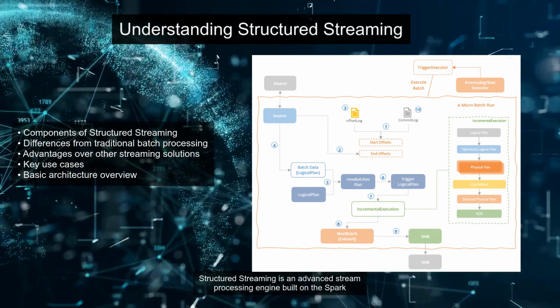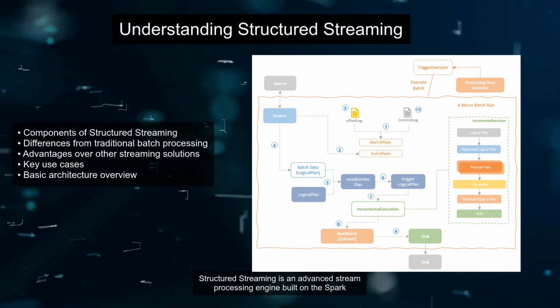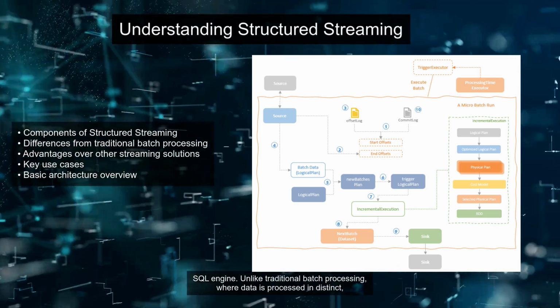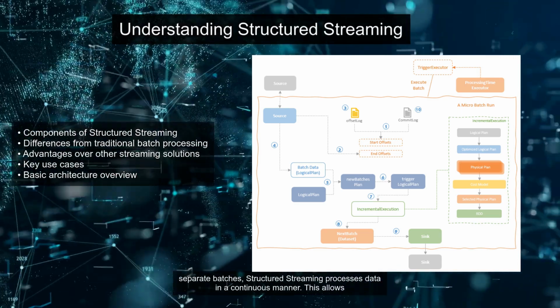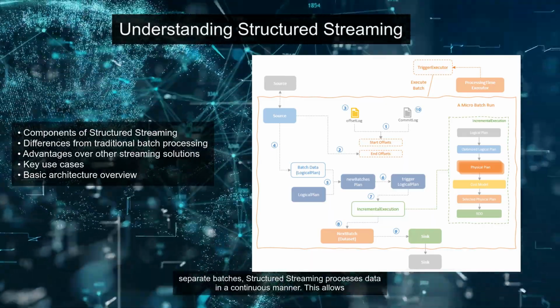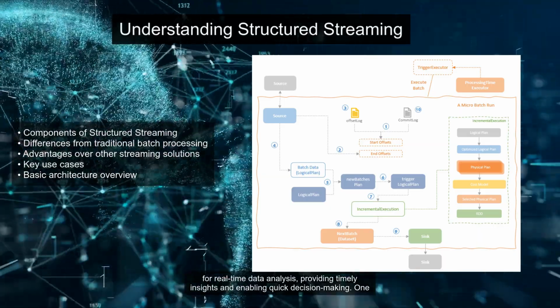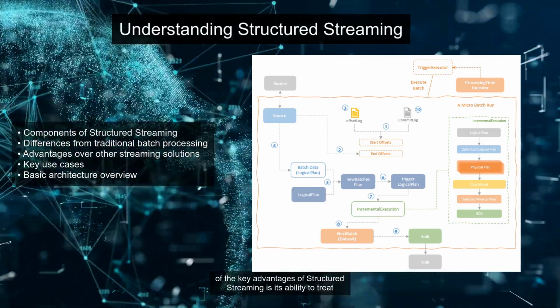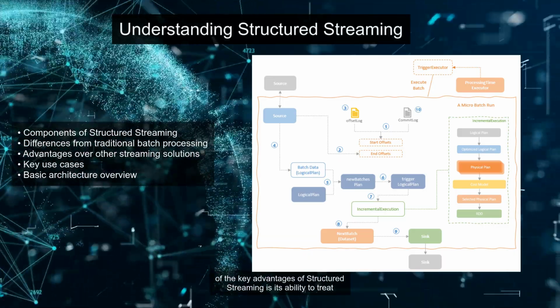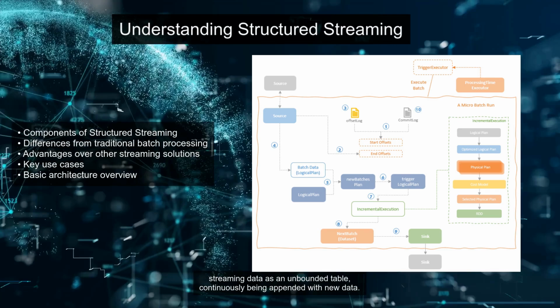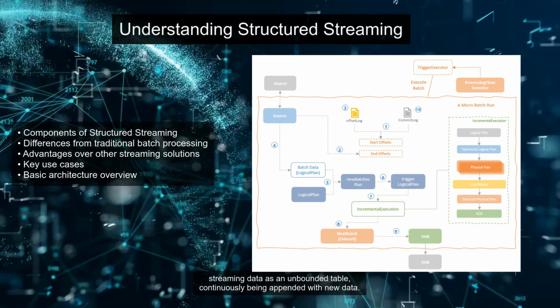Structured streaming is an advanced stream processing engine built on the Spark SQL engine. Unlike traditional batch processing, where data is processed in distinct, separate batches, structured streaming processes data in a continuous manner. This allows for real-time data analysis, providing timely insights and enabling quick decision-making. One of the key advantages of structured streaming is its ability to treat streaming data as an unbounded table, continuously being appended with new data.